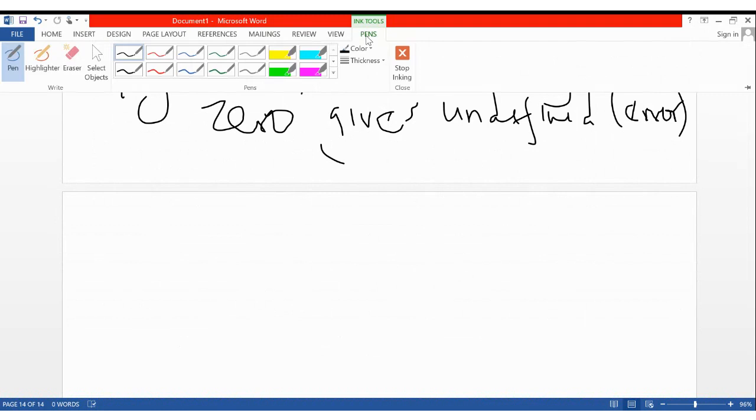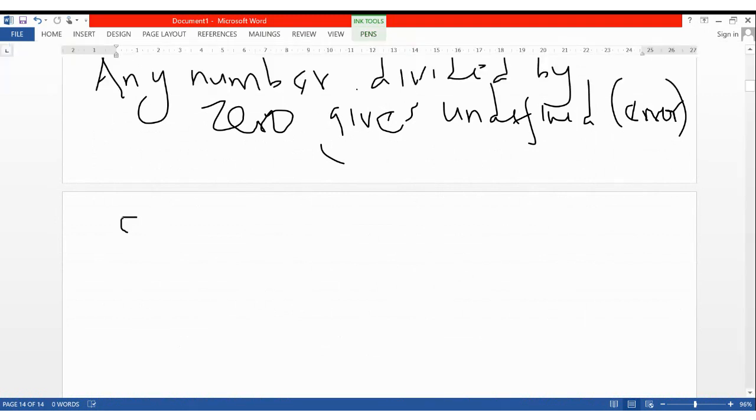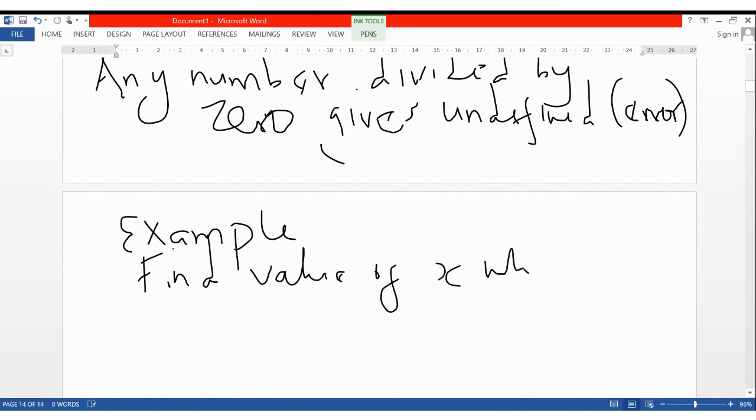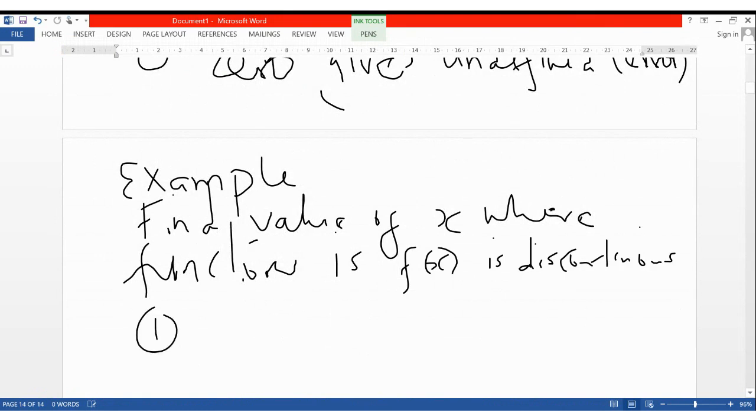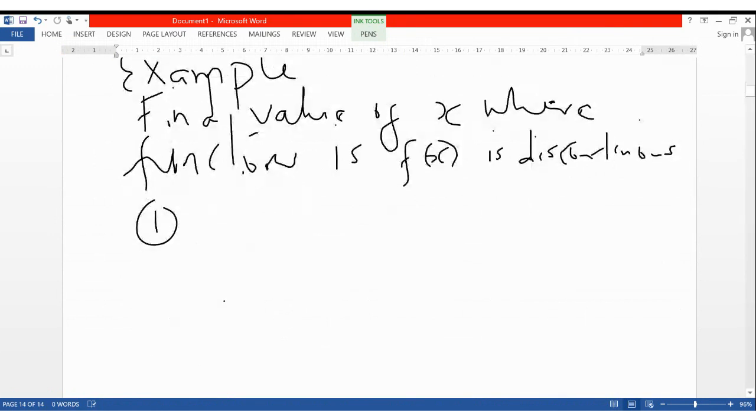Let's do an example here, first of all, for discontinuity. That's just to demonstrate what I've said. Example: find the value of x where the function f of x is discontinuous. Number one, find the value of x where our function is discontinuous. f of x is equal to 1 over x minus 1.